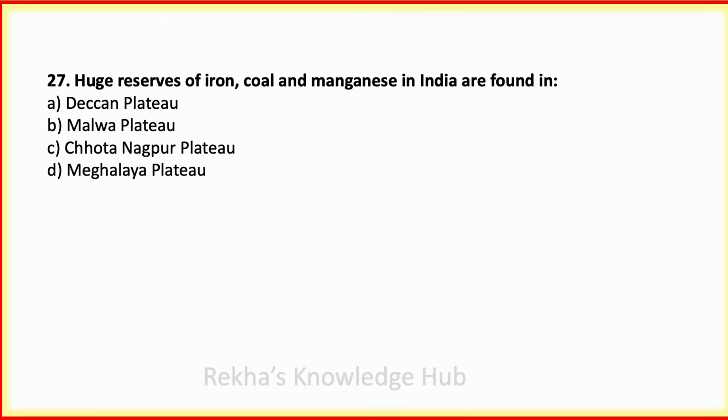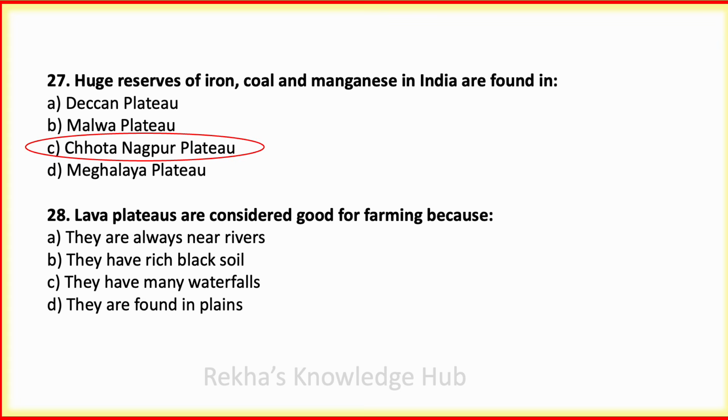Huge reserves of iron, coal and manganese in India are found in, options are Deccan Plateau, Malwa Plateau, Chota Nagpur Plateau, Meghalaya Plateau. Which is the correct answer? Chota Nagpur Plateau. In India, huge reserves of iron, coal and manganese are found in the Chota Nagpur Plateau.